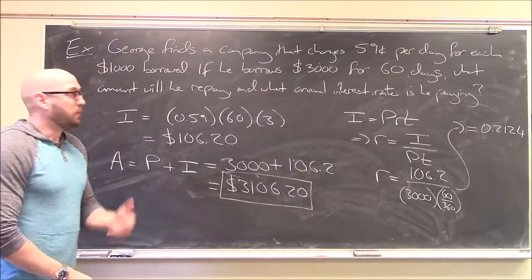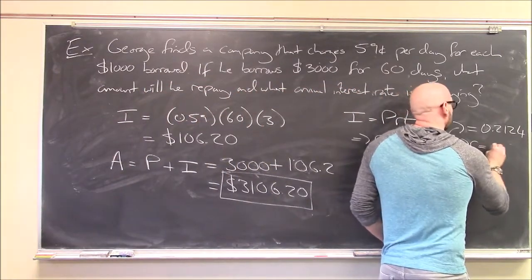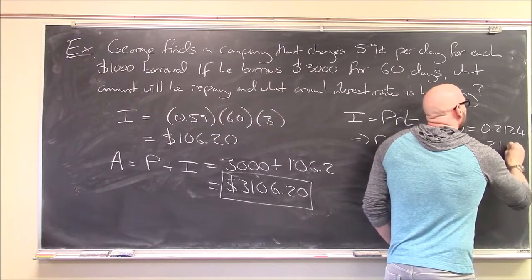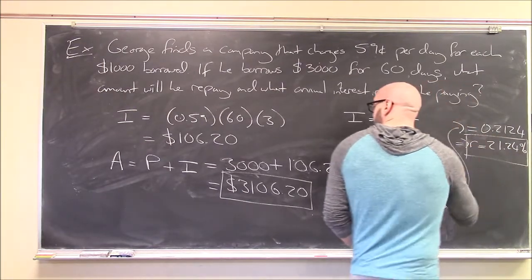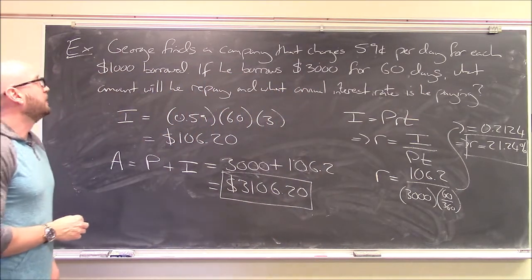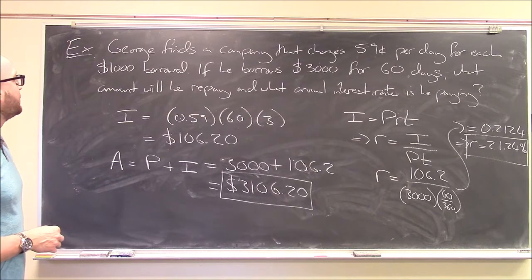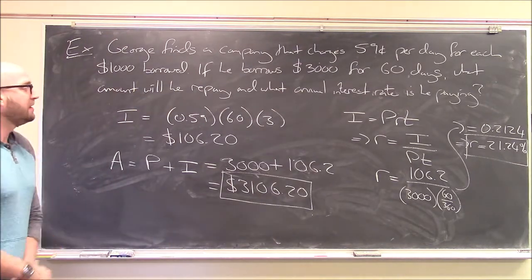So there's the decimal form. If I put this in percentage form, multiply by 100, that means that the interest rate he's paying is 21.24% per year. A really quite high interest rate. So this whole deal of 59 cents per day on each $1,000 is quite a significant interest rate.